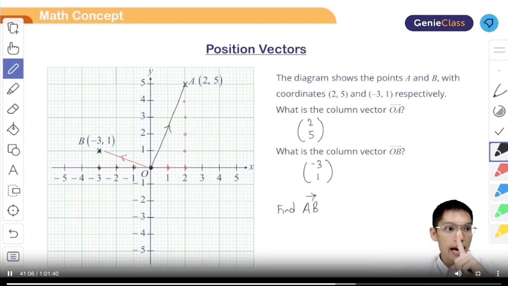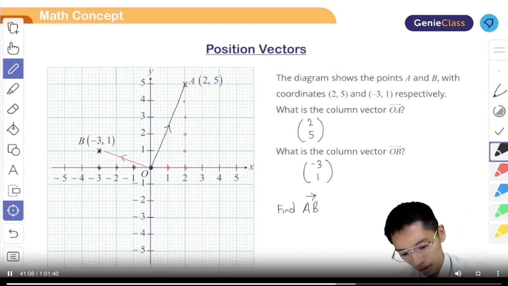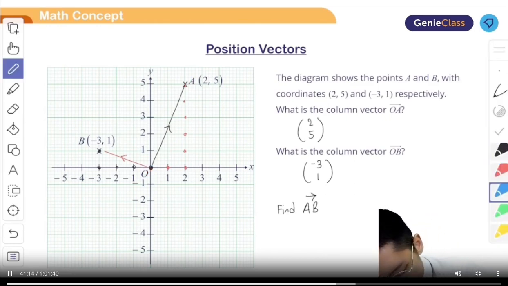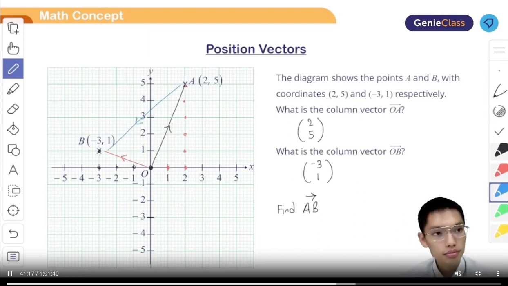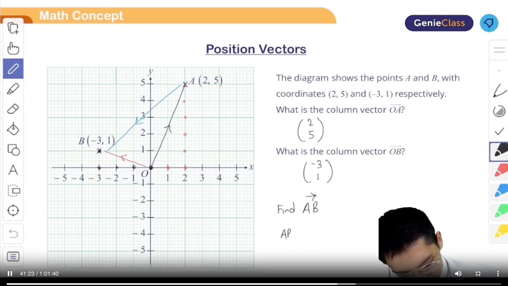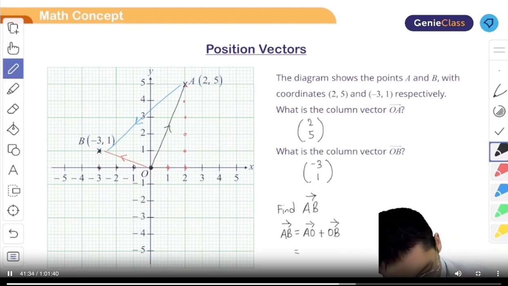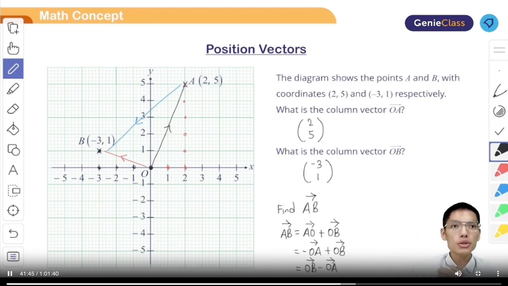So AB, you realize, is actually, do you agree, going from A to O and O to B? Because that's AB. Let's visualize. AB can be drawn as going from A to O and O to B. But I only know OA. So if I switch it around, it's minus OA plus OB, which is OB minus OA.